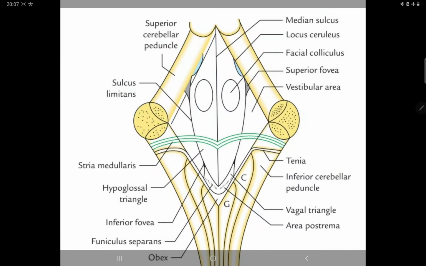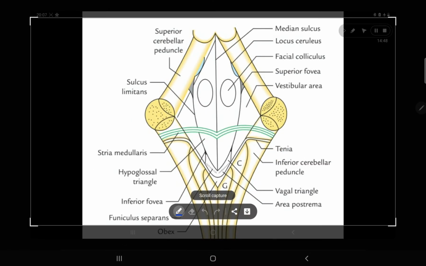So now you can see here the structures. So first, what is this? This is the median sulcus. This median sulcus is dividing the fourth ventricle into one right larger triangle and one left larger triangle. All right, and just lateral to this median sulcus it is your median colliculus. Just lateral to your median sulcus is your median colliculus.